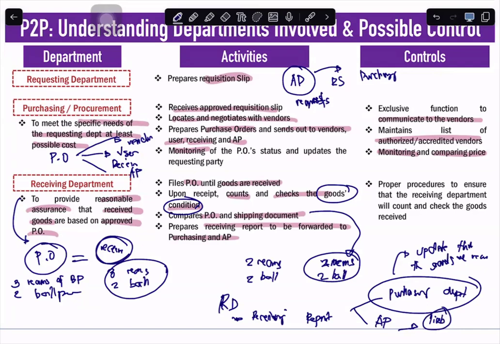So what are the controls in place? The first control in place, or the only control in place, is proper procedures to ensure that the receiving department will count and check the goods received. Again, the main activity of your receiving department is to receive, count, and check the goods condition. And how do they do that? They compare the PO with the shipping document and the goods that were received.